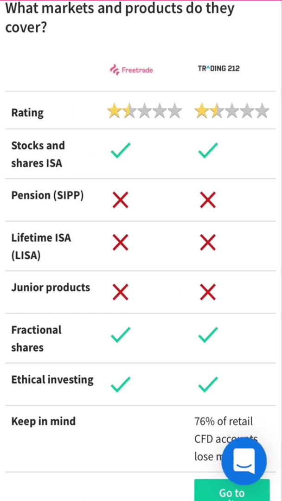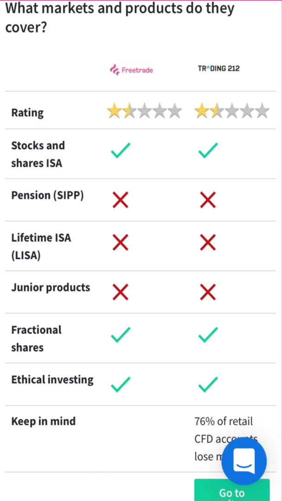So next we'll get on to a slight little review and comparison of the two apps. So what markets and products do they cover? So you can see they put Trading 212 and Freetrade, they both get a 1.5 star on this one. Both offer pretty much the same things on here. Although just to say, Freetrade doesn't have a self-invested pension plan. That is something they are working on, I think.